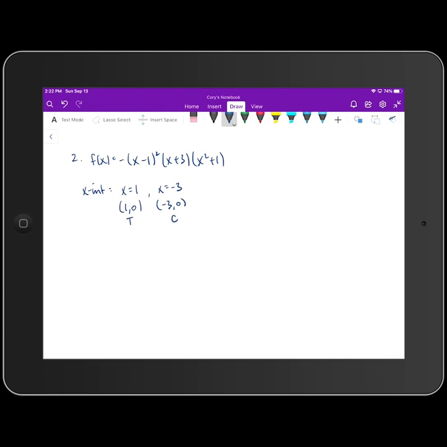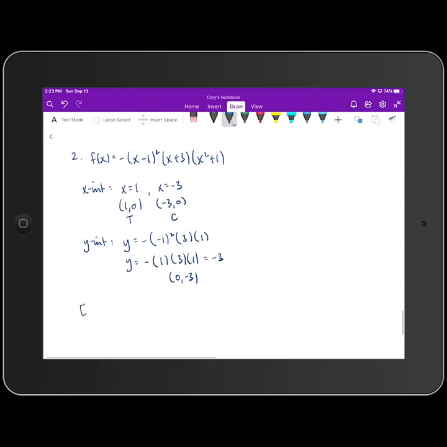Okay, if we want to calculate the y-intercept, we plug 0 in the place of x and solve for y. So that's going to make y equal to the opposite of (-1) squared times 3 times 1, which is going to be the opposite of (-1) squared, which is 1, times 3 times 1. So that becomes -3, which is the ordered pair (0, -3).